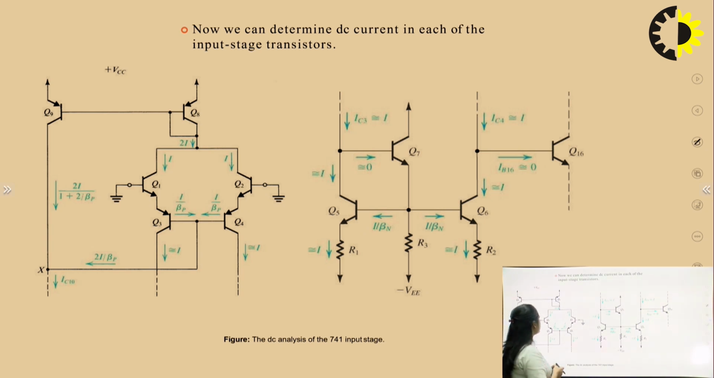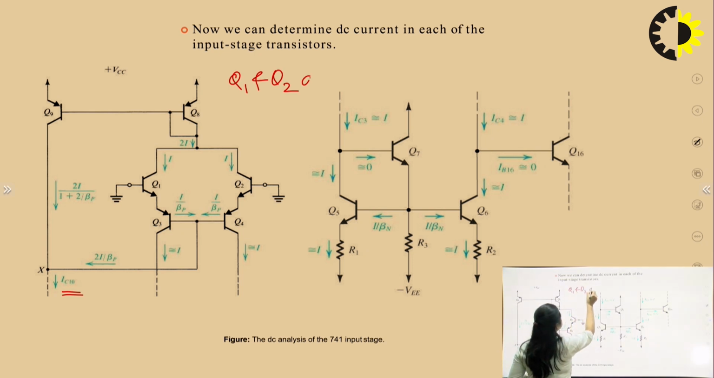I have already told you this is the circuit diagram for the input stage, which includes the differential amplifier, level shifter and the active load. Now you can see that at this point X, the current is IC10, and here the current mirror is used to mirror that current to provide current to the differential amplifier. Q1 and Q2 are identical.